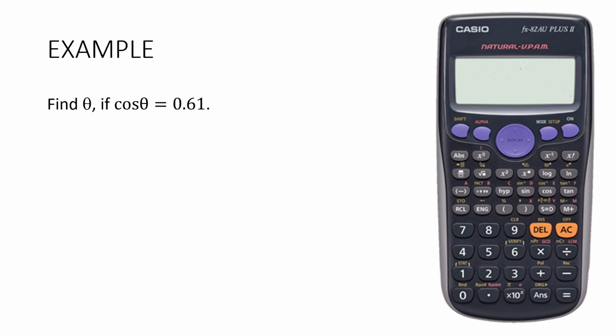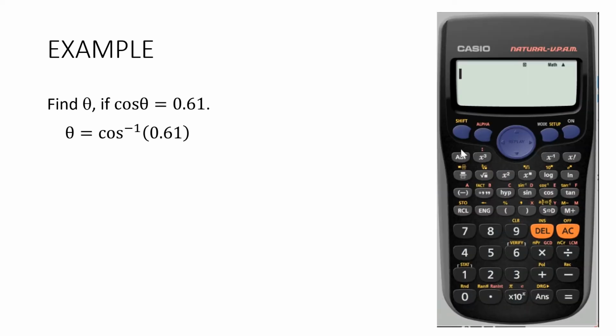Here's an example. Find theta if cos theta is equal to 0.61. So we want to find theta. We need to move this cos over the other side. It's going to become its opposite operation, which is inverse cos. So we hit Shift and then cos 0.61 and then press equals, and we've got 52 degrees.